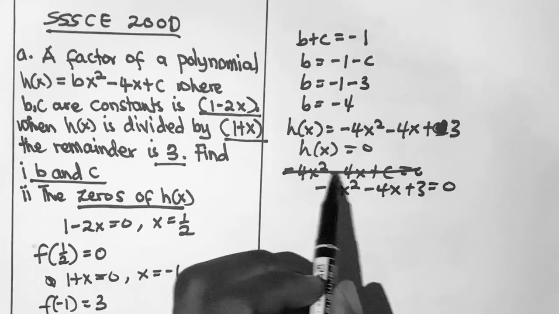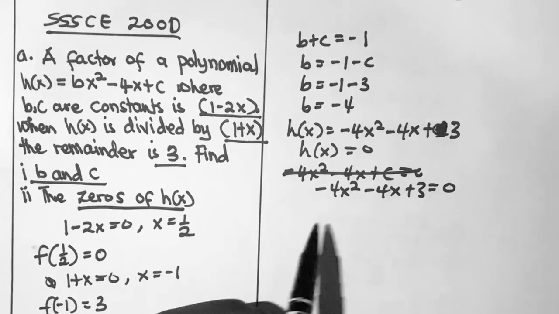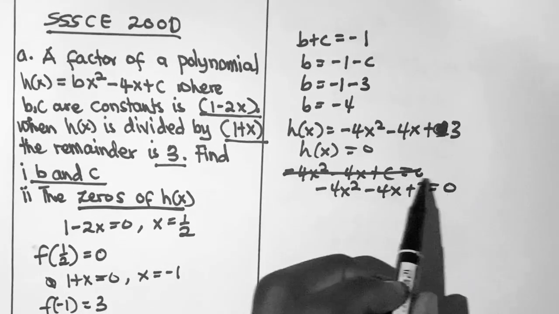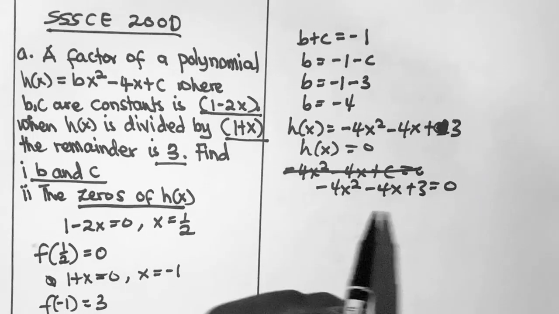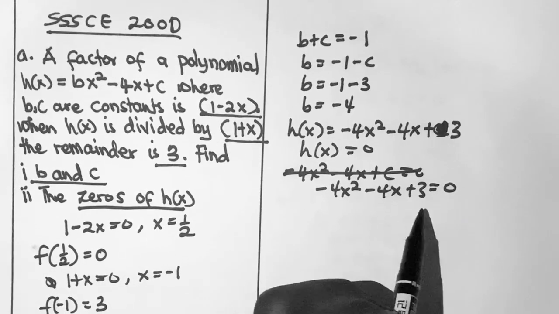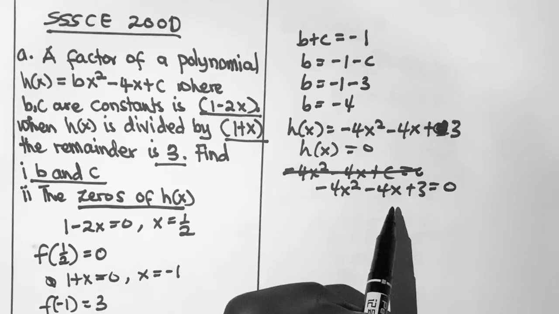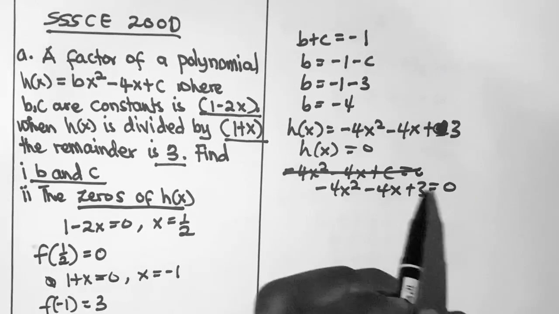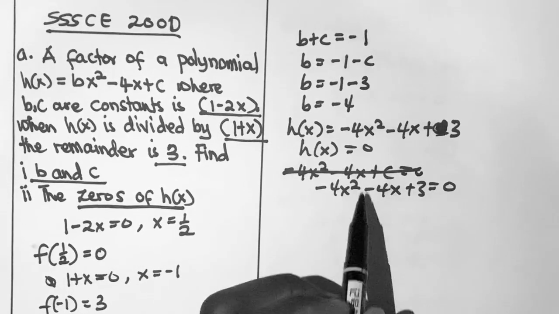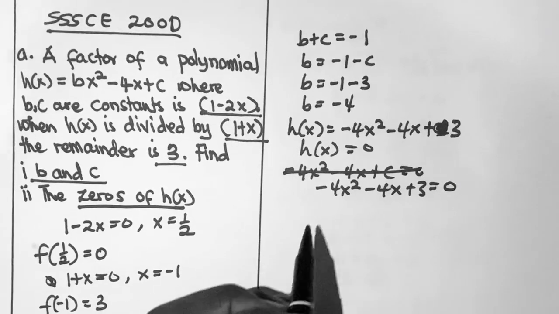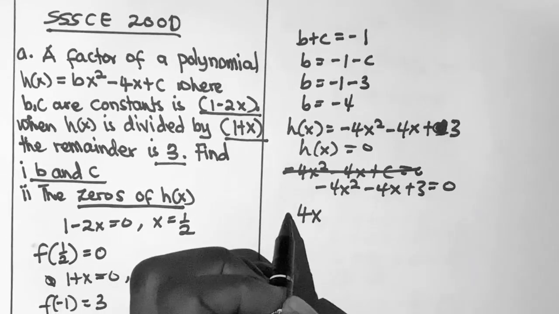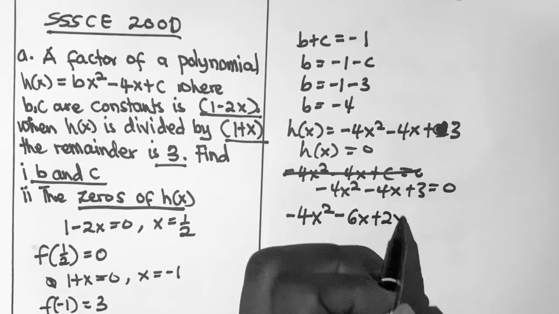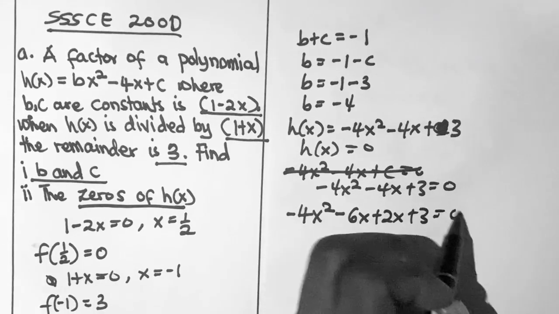So you see that minus 4 times 3 is minus 12. So two numbers that if you multiply, you get minus 12, but if you add, you get minus 4. So you see that minus 6 times 2 is minus 12, but minus 6 plus 2 is minus 4. So it becomes minus 4x squared minus 6x plus 2x plus 3 is equal to 0.